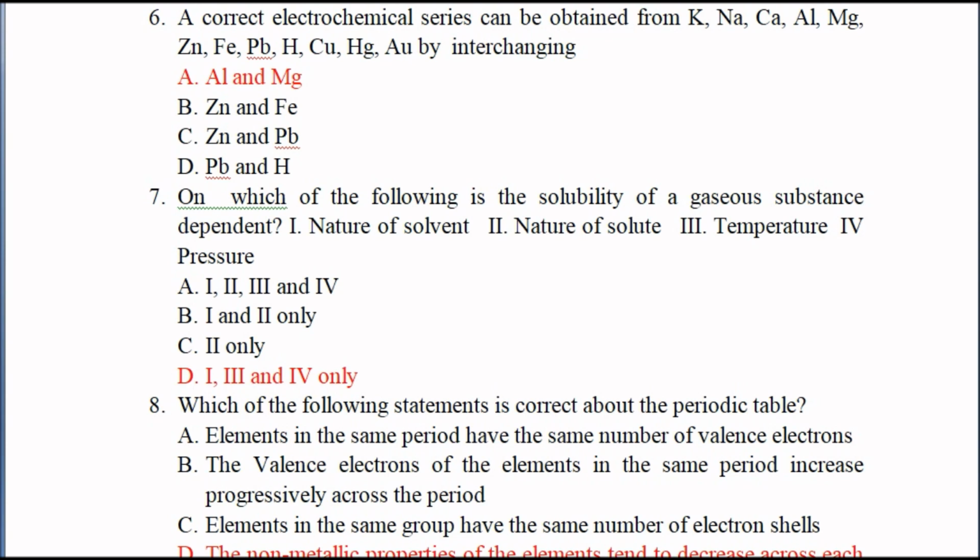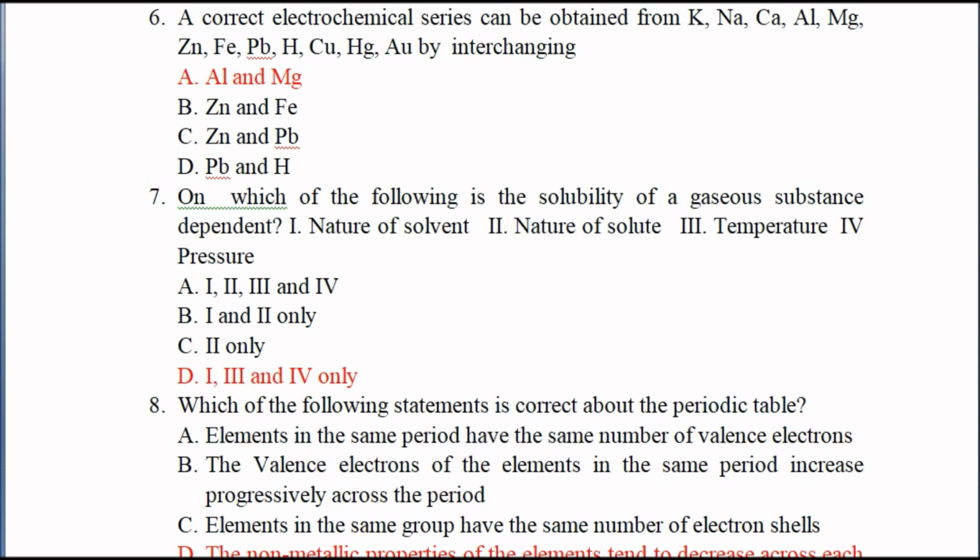B. Zn, which is zinc, and Fe, which is iron, C. Zn and Pb, D. Pb and H. It could be seen clearly from the series given that it should be aluminium interchanging with magnesium. That should be the right order of arrangement.